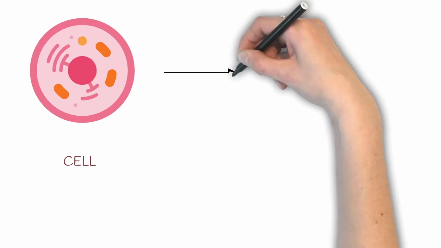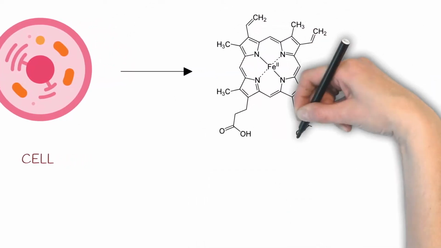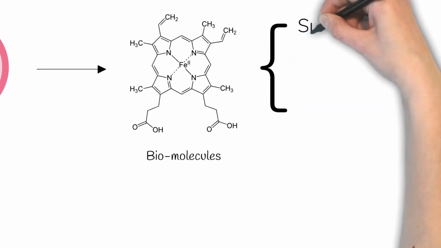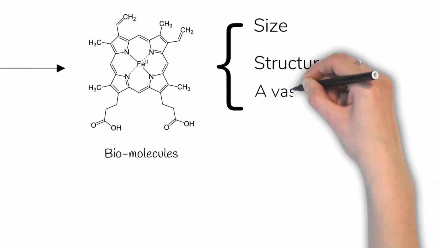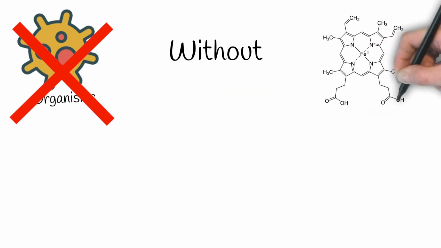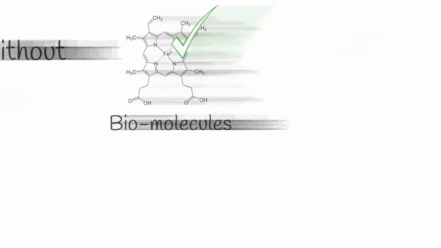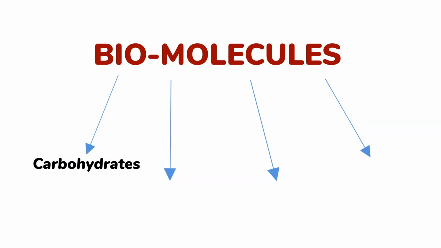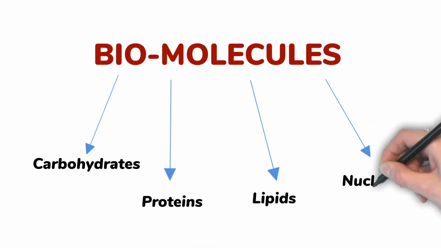What are biomolecules? Biomolecules, also called biological molecules, are substances that are produced by cells and living organisms. Biomolecules have a wide range of sizes and structures and perform a vast array of functions. No organisms can exist without biomolecules as they help carry out basic functions of the body. The four most important and major biomolecules are carbohydrates, proteins, lipids, and nucleic acids.